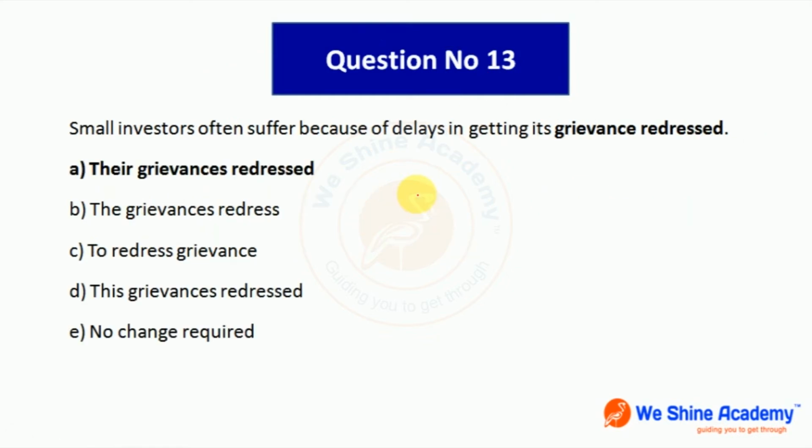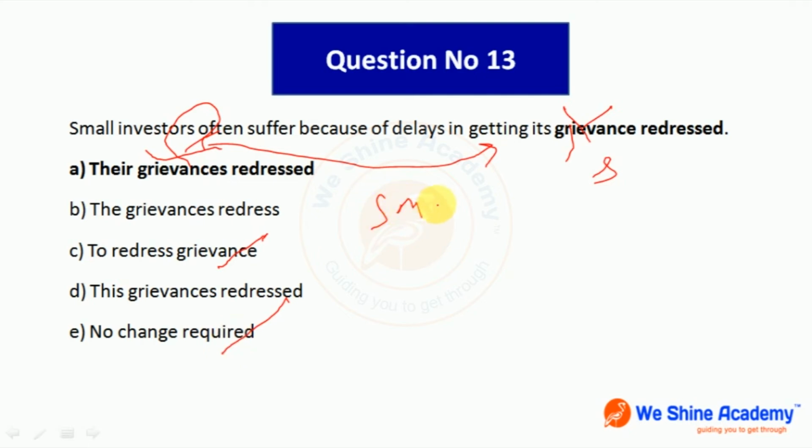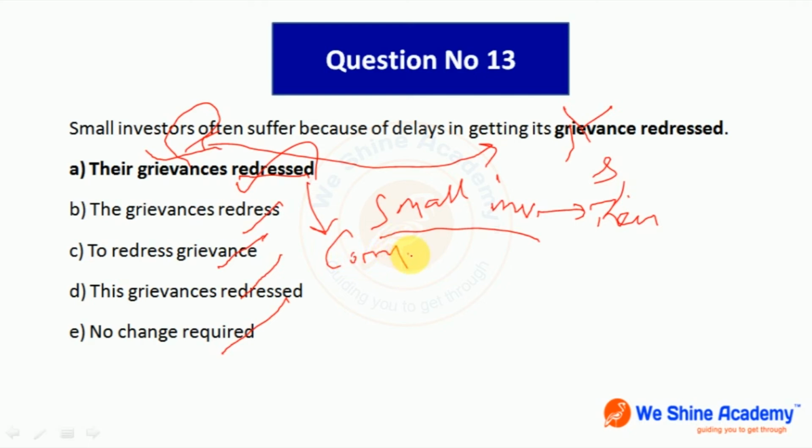Question number 13. Small investor often suffer because of delays in getting its grievance redressed. Okay, grievance is nothing but a complaint. So here small investors complained. So plural should be followed by the plural word. So grievances. Okay, so we can eliminate options C and E. They have talked about the small investors, right? Small investors are not things, they are persons, so it can be denoted by their. So option D can also be eliminated. The answer is option A. The meaning of redress is compensation. Giving compensation.